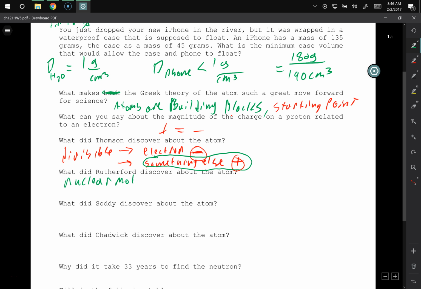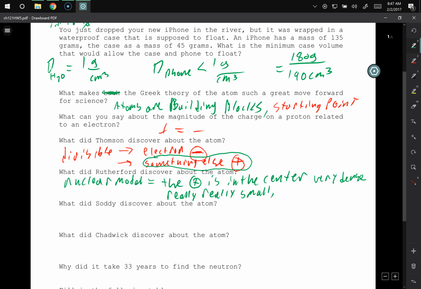He came up with the nuclear model of the atom. The positive part of the atom is in the center. And can you tell me something about that center? It's very dense. It's really, really small. And something else? He confirmed that it was positively charged. I guess I already said that, the positive center.